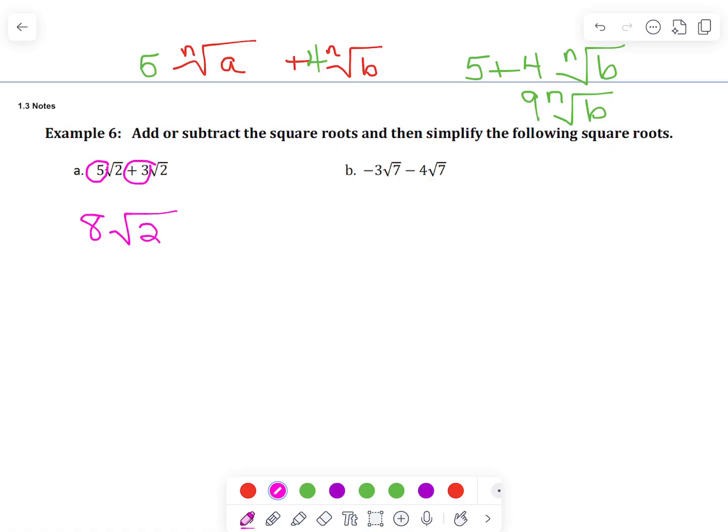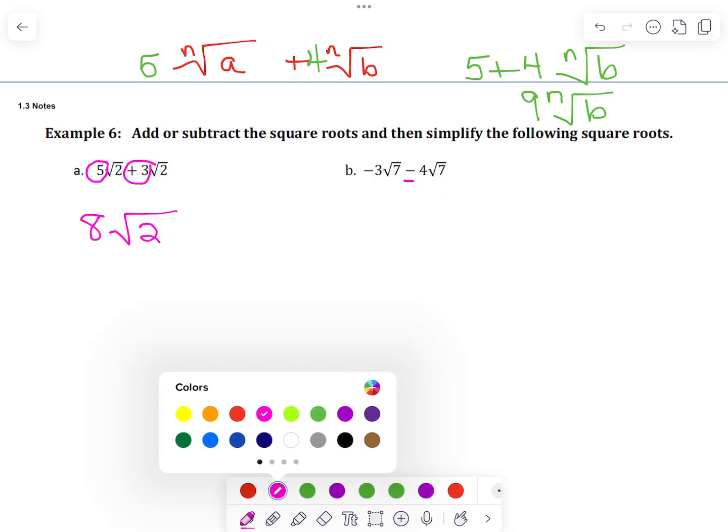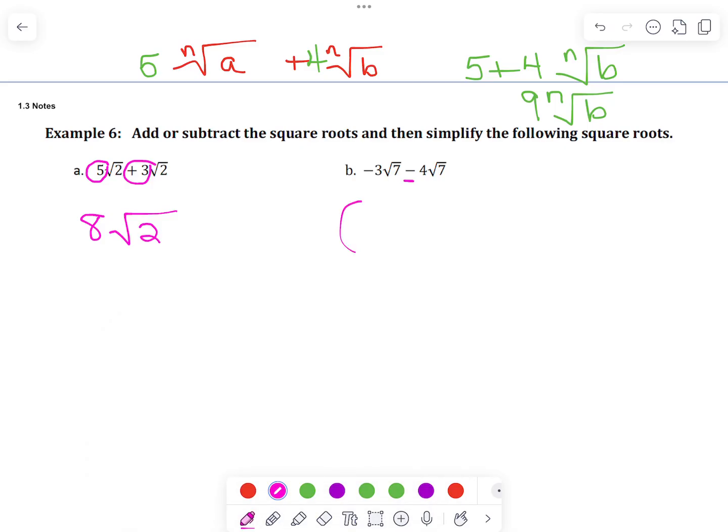The second one, now the operation is subtraction. So -3 minus 4, and so let's put them in a grouping there, and then square root of 7. So now simplify that. -3 minus 4 is -7, and then square root of 7.